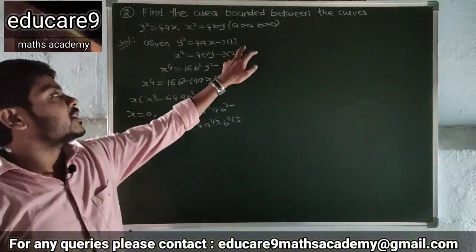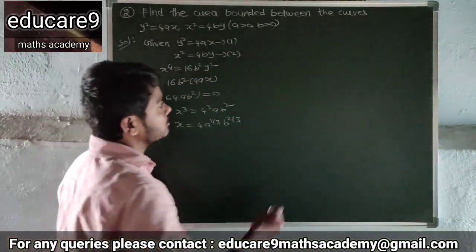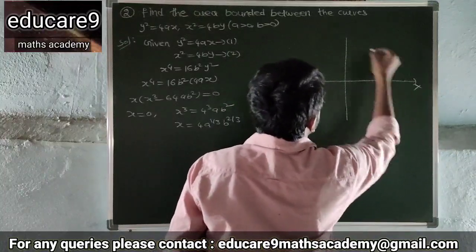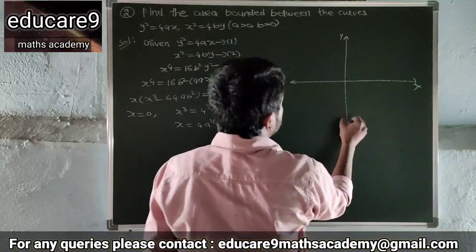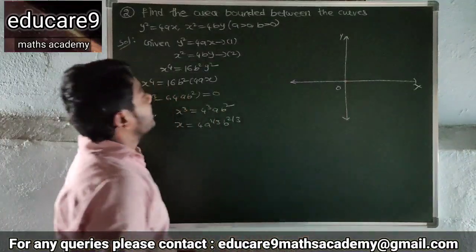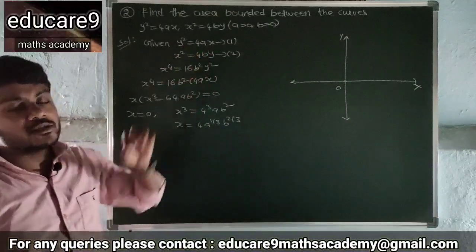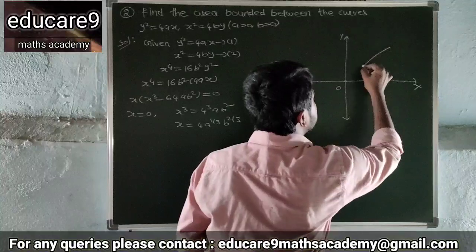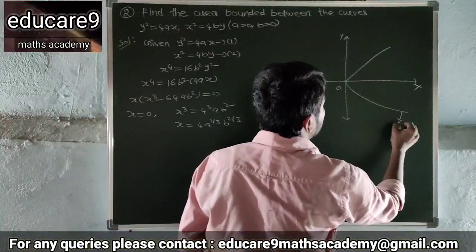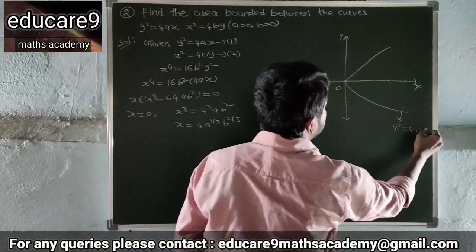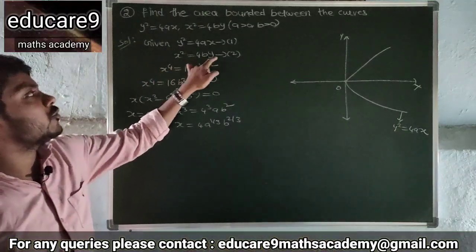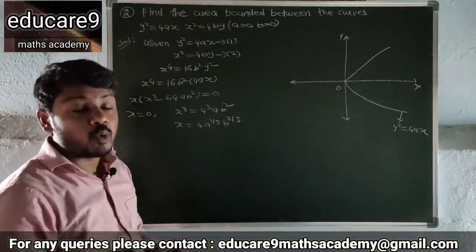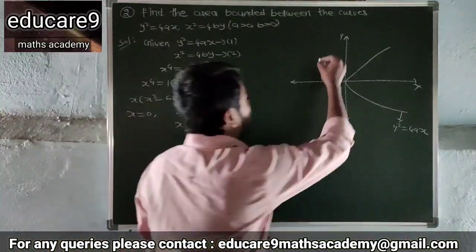Next we have to draw the graphs of equation 1 and equation 2. Now consider the coordinate axis. This is x and y axis. So this is origin. And here first one, y square equal to 4ax, represents a parabola. And this parabola opens to the positive x-axis side. See the next one, x square equal to 4by. So it also represents a parabola, and this parabola opens to the positive y-axis side. So like this.